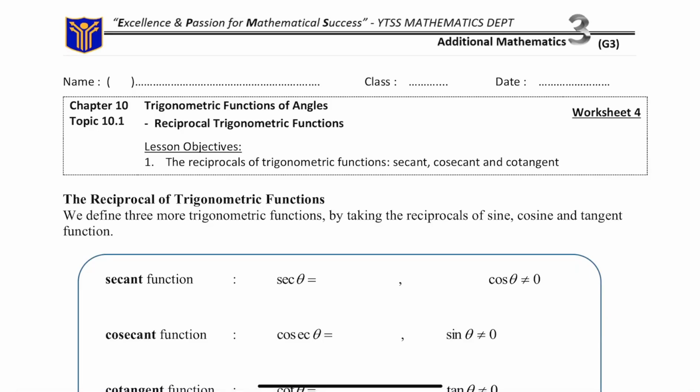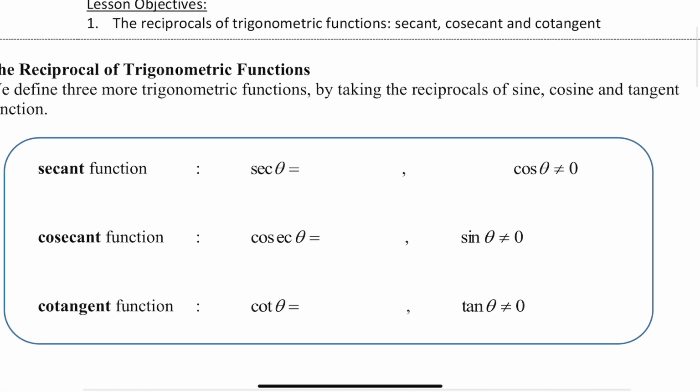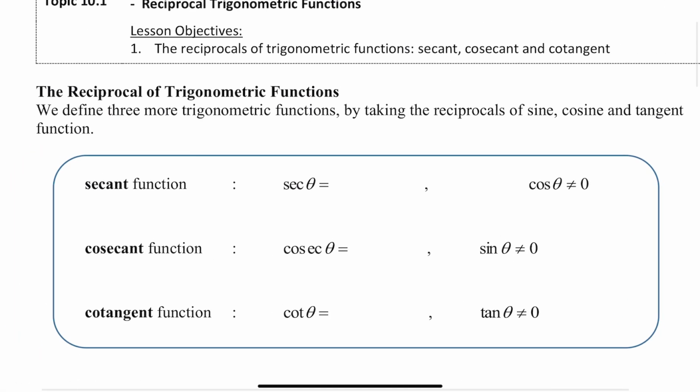Hi everyone, in this video I'll be going through chapter 10 trigo functions, worksheet number 4, meaning what are reciprocal functions and how do we use them. So for this worksheet you'll learn 3 new trigo functions. We have learned the 3 basic trigo functions which are sine, cosine and tangent. But in this case we will learn 3 new functions which is simply the reciprocal of sine, cosine and tangent. So what does reciprocal mean?